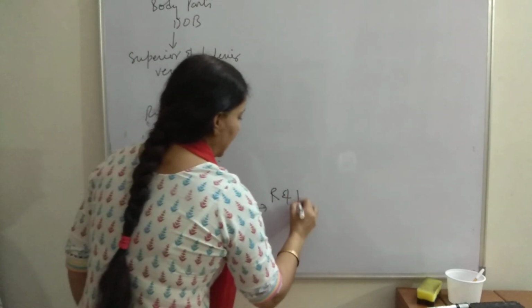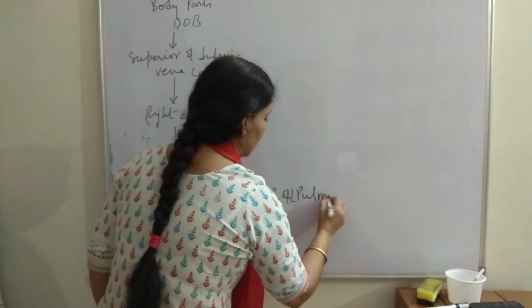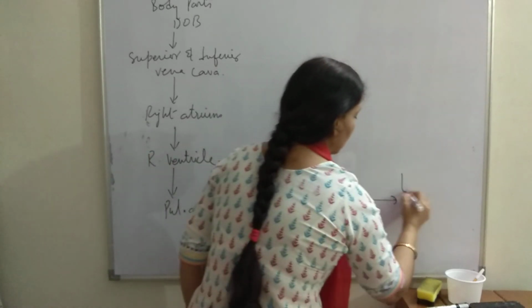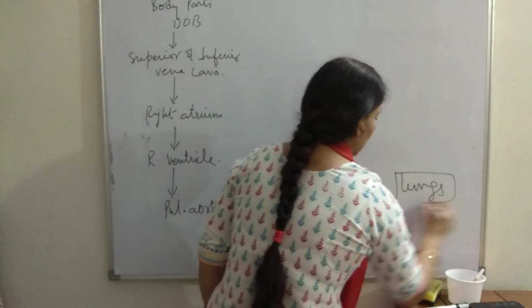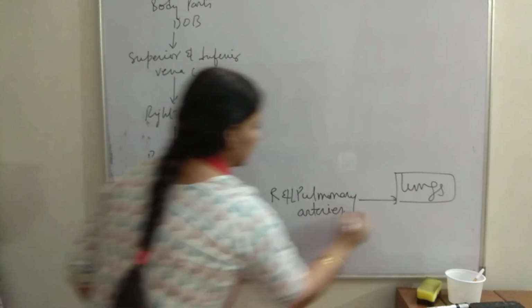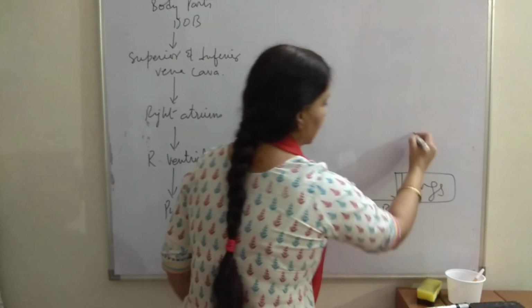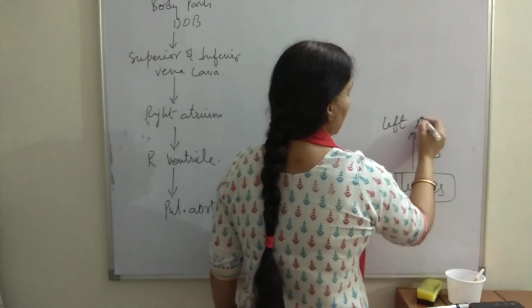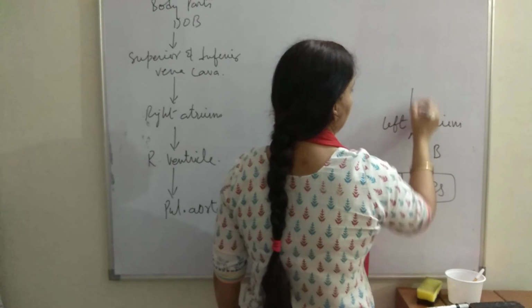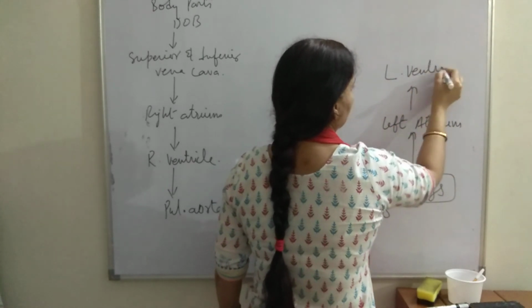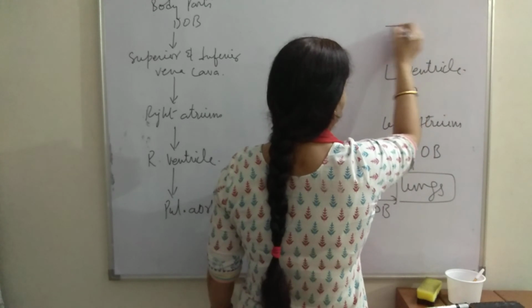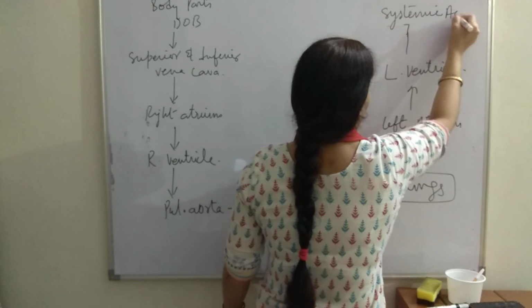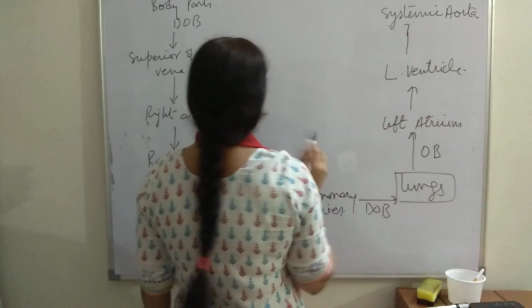Pulmonary aorta to right and left pulmonary arteries. Arteries to lungs. So, what type of blood is flowing? Deoxygenated blood. It enters the lungs and when it comes out, it is oxygenated blood, carried to left atrium. Left atrium to left ventricle. Left ventricle to systemic aorta. It is also called only aorta, the biggest aorta.